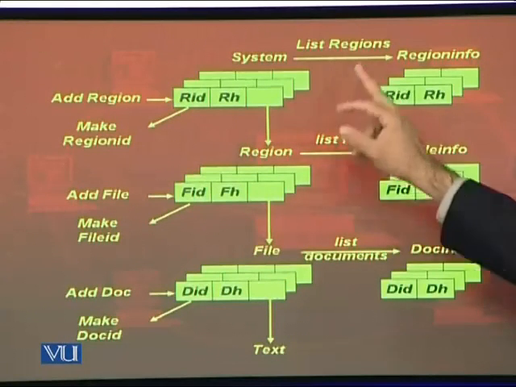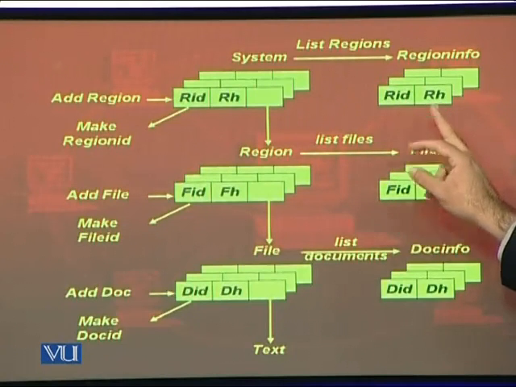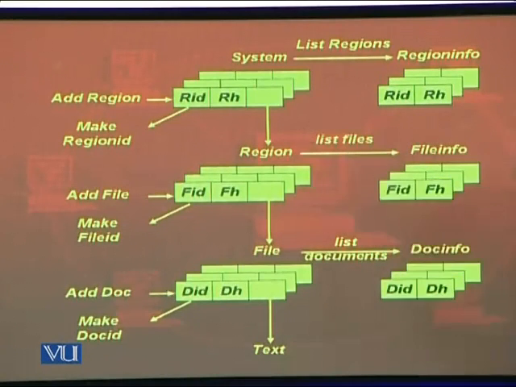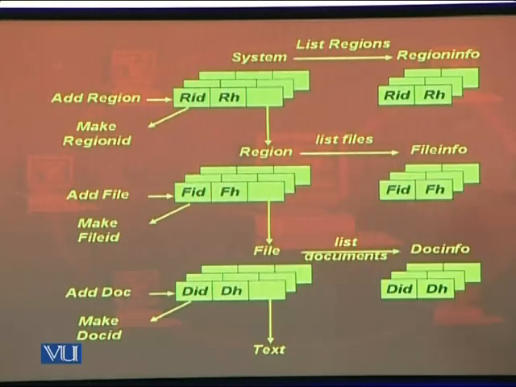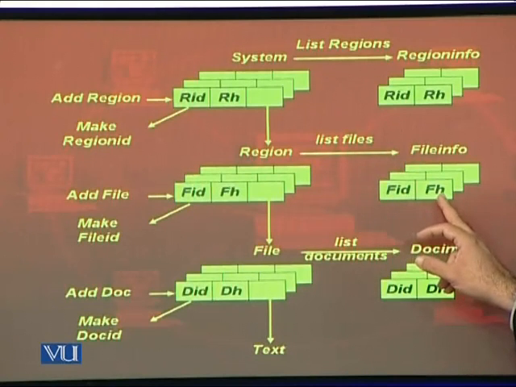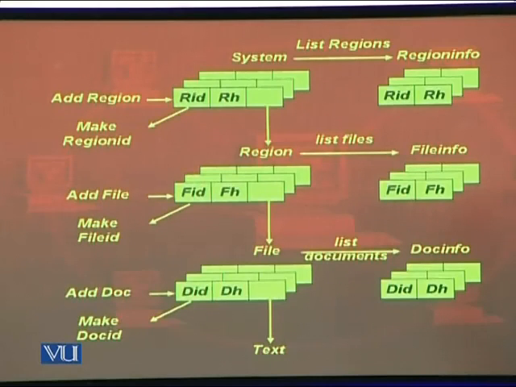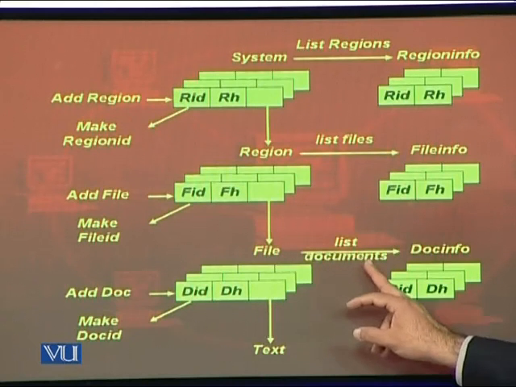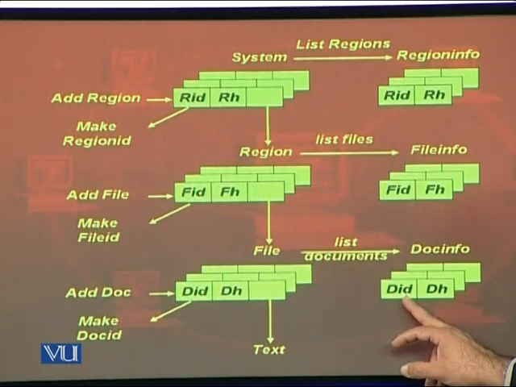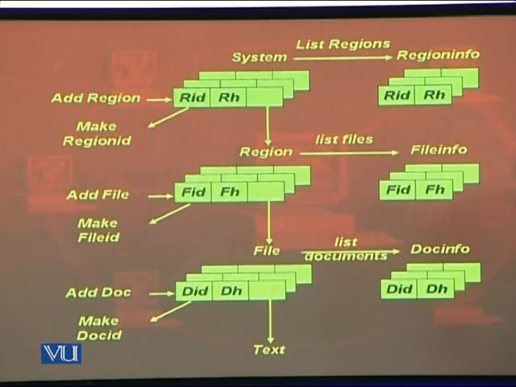Inside the system, we can list regions, which will give us pairs of region IDs and region headers, for all the regions that are contained inside the system. Within each region, we can list files, and we will get a file ID and a file header of all the files which are contained by the region. And we can also list documents inside a file, which will give us the document ID and document header of all the documents we have inside a file.